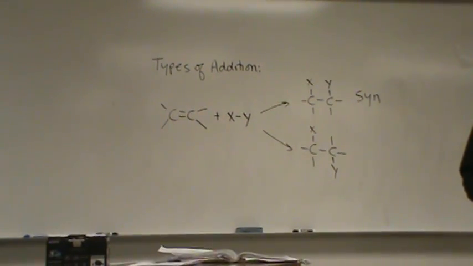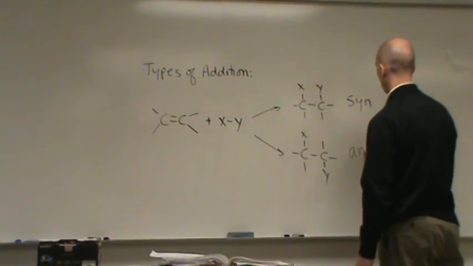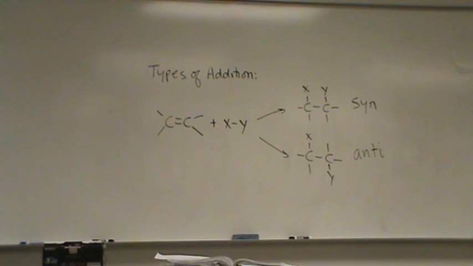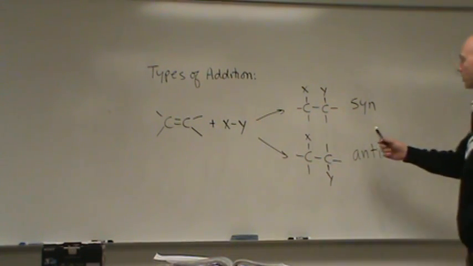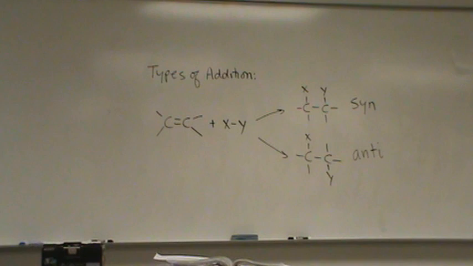Syn Addition. If they add on opposite sides where the double bond was, we call that Anti-Addition. Okay? So these are the two types of addition reactions that we want to keep in mind. We haven't really specified whether a reaction can go either way, but we're going to see that today. So let's keep these two things in mind, and I'll be specifying reactions as one or the other as we go through this, okay?